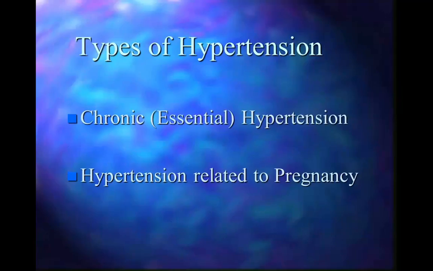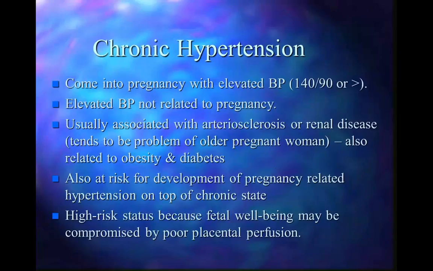Two types of hypertension. Either your patient has chronic, also called essential hypertension, or they have hypertension related to pregnancy. In other words, they already have hypertension prior to becoming pregnant, or the hypertension starts with this pregnancy. Let's talk first about chronic hypertension. Their blood pressure is elevated 140/90 or greater prior to pregnancy, so not related at all to the pregnancy.